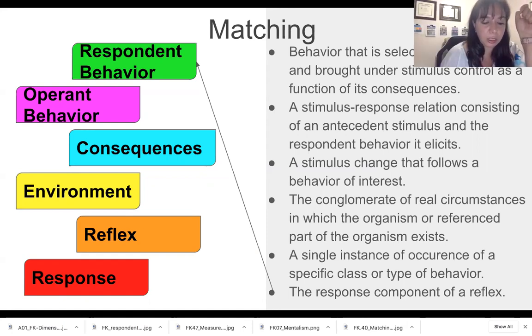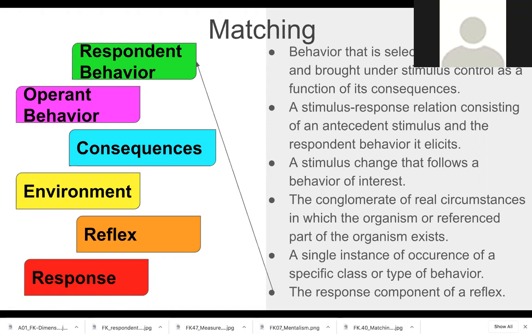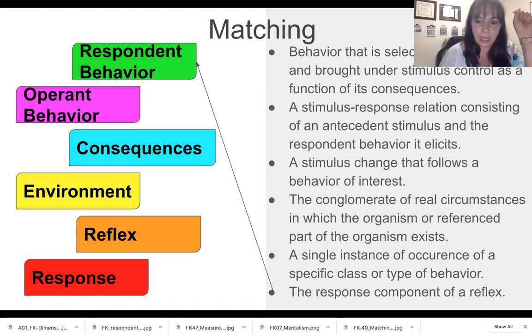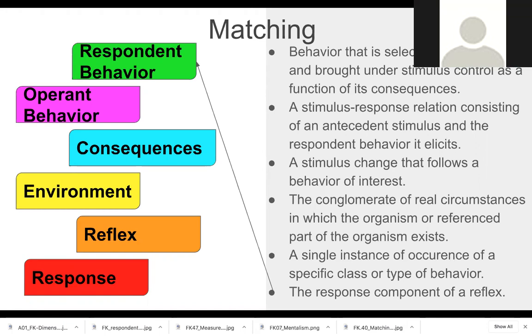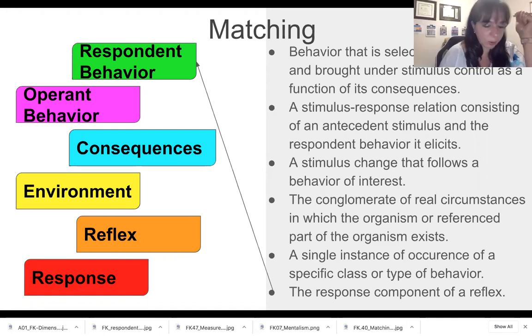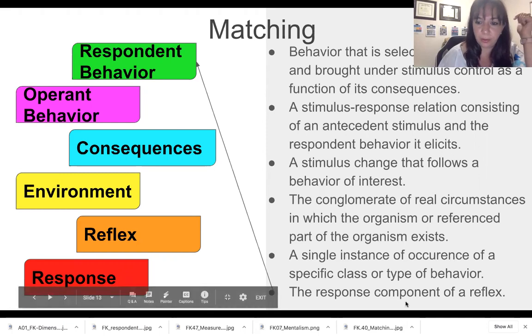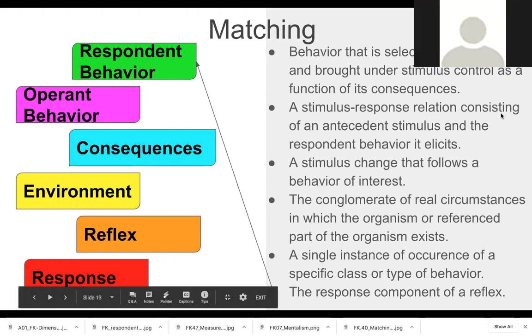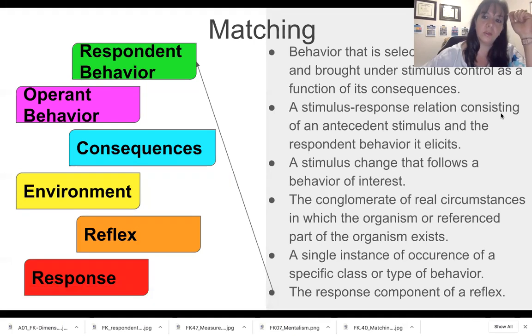The next one is the conglomerate of real circumstances in which the organism of reference, or part of the organism, exists. Environment. Correct. And then a single instance of occurrence of a specific class or type of behavior. Response. Good job. And then the last one, you guys have the answer, but I'm going to read it out. The response component of a reflex. Respondent behavior. Good job, guys.